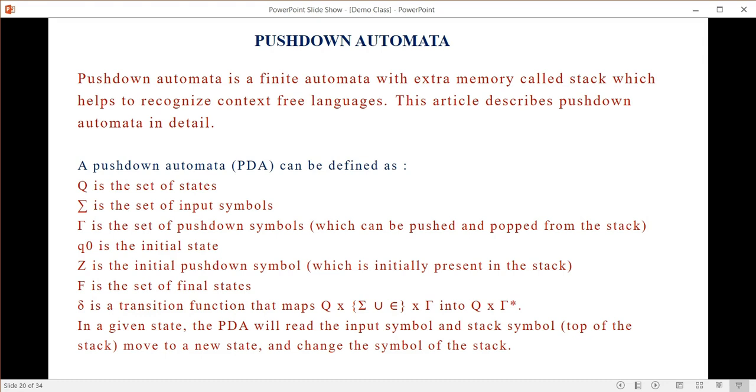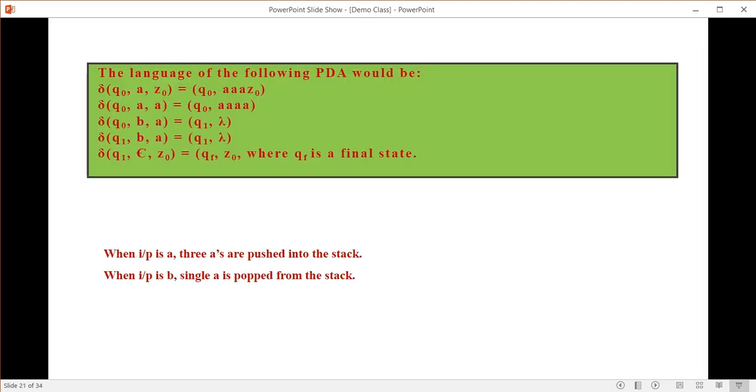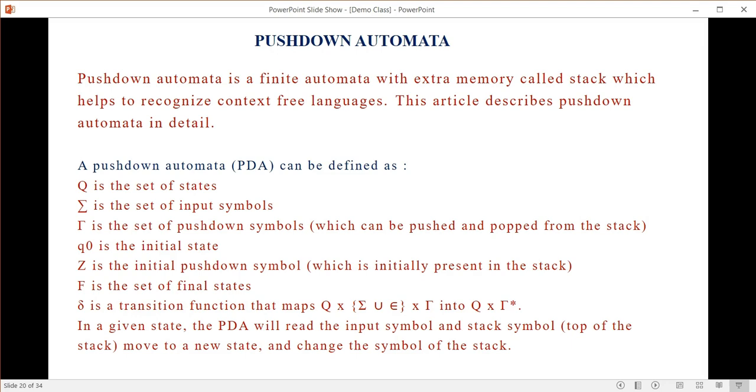What is the difference between finite automata and pushdown automata? In DFA and NFA there is no memory involved. But in the case of pushdown automata, it has extra memory, which is called a stack, for storing the values, the alphabets or input values, for recognizing the context-free languages.